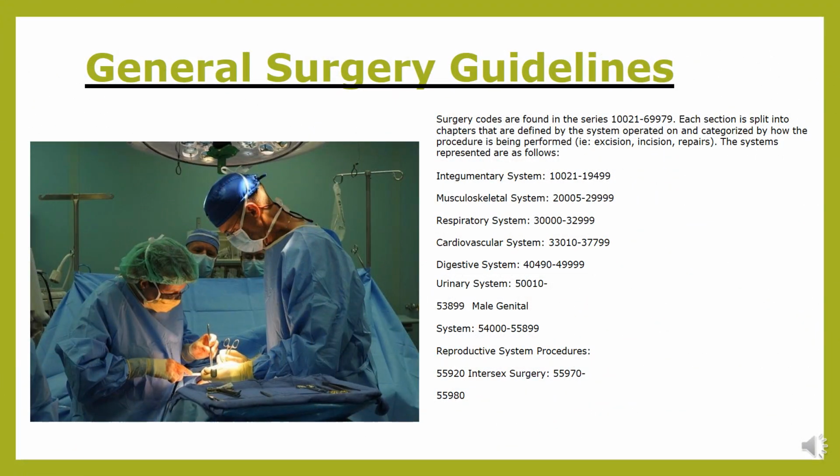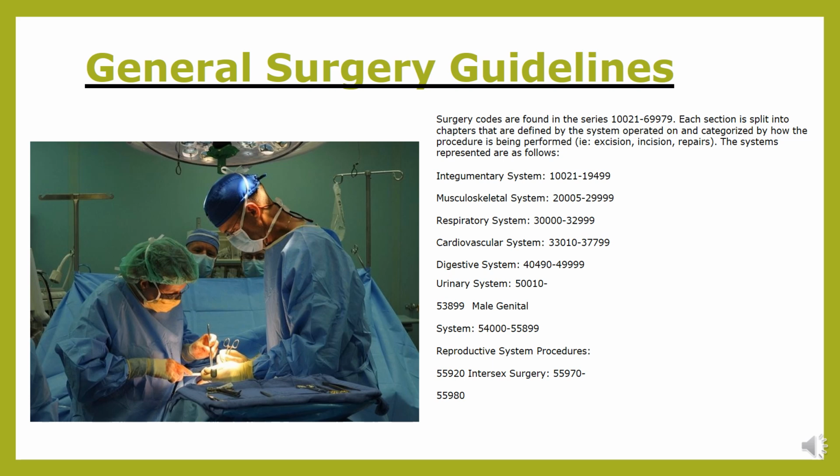General surgery guidelines. Surgery codes are found in the series 10,000 through 69,979. Each section is split into chapters that are defined by the system operated on and categorized by how the procedure is being performed: excision, incision, repairs.